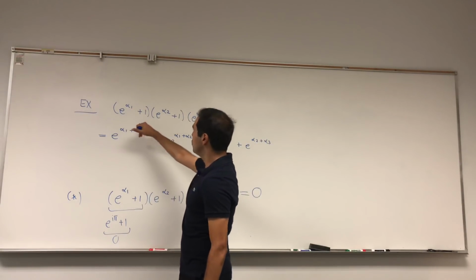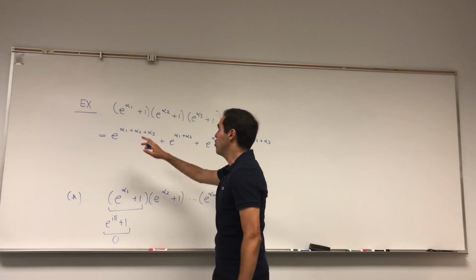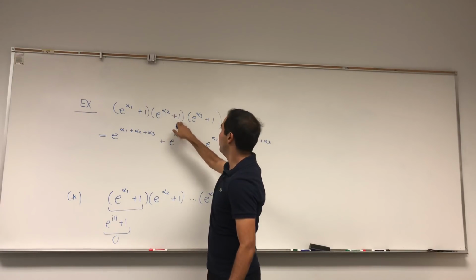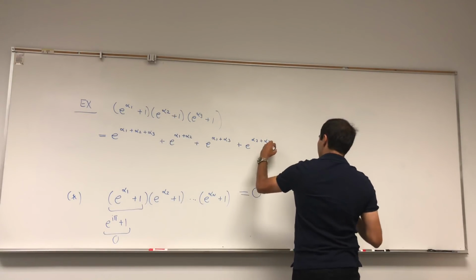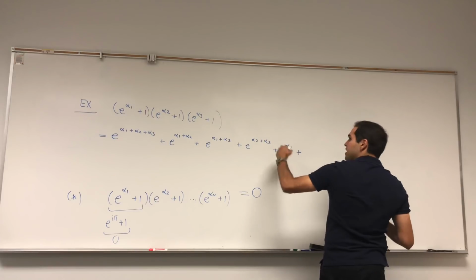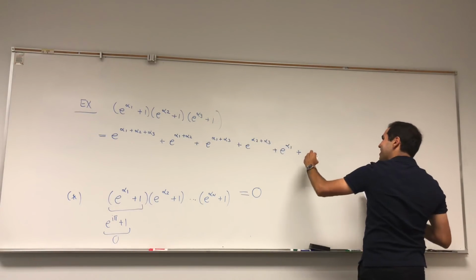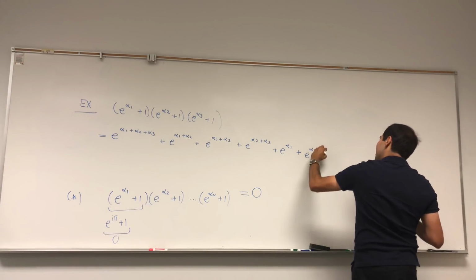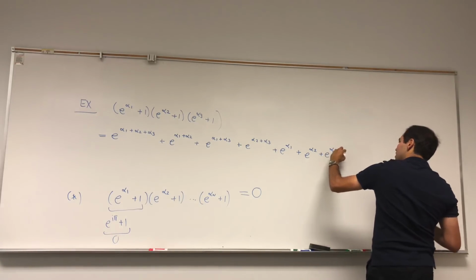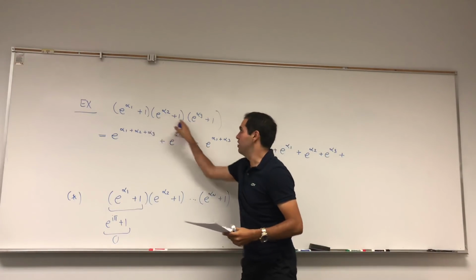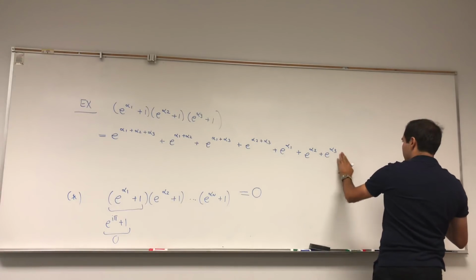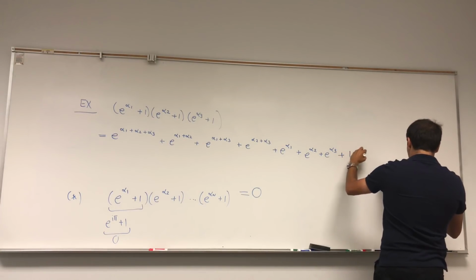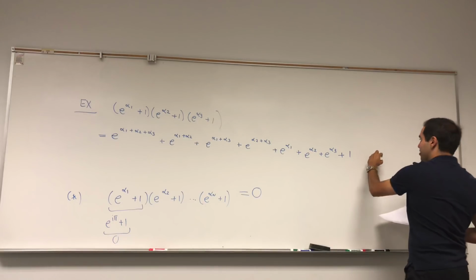And then you have the terms that just involve one term. So let's say e of alpha 1 times 1 times 1, so e of alpha 1. Then 1 times e of alpha 2 times 1, so e of alpha 2. And then e of alpha 3. And lastly, there's a term 1, so 1 times 1 times 1, 1. Okay, and this equals 0.